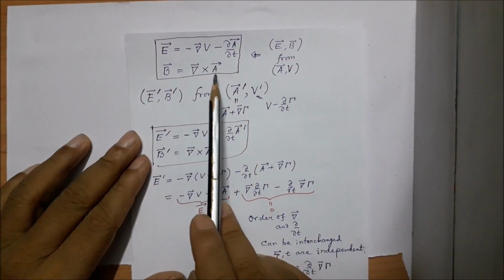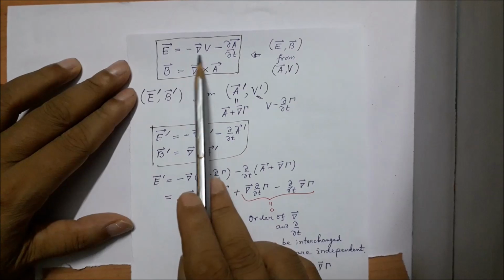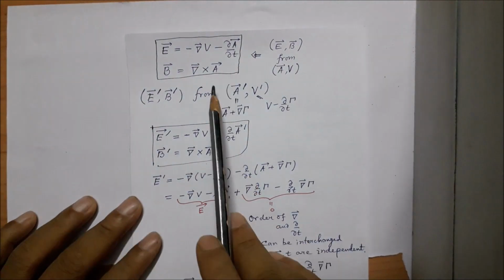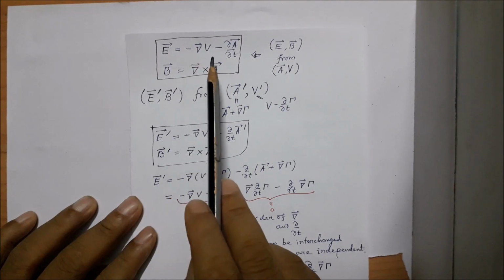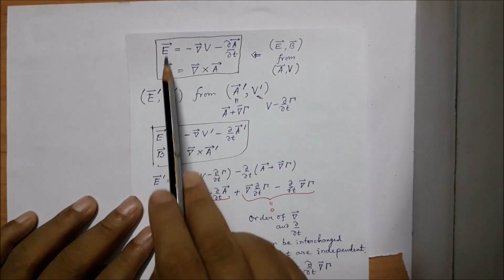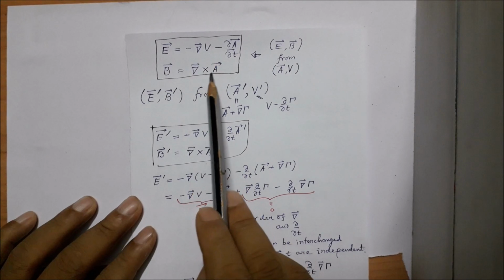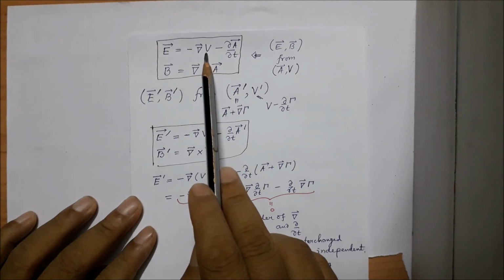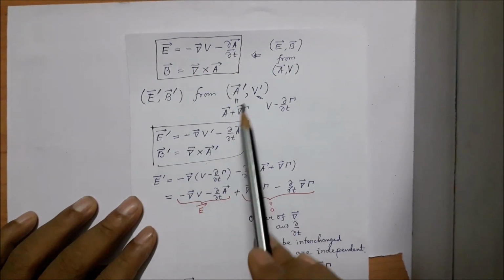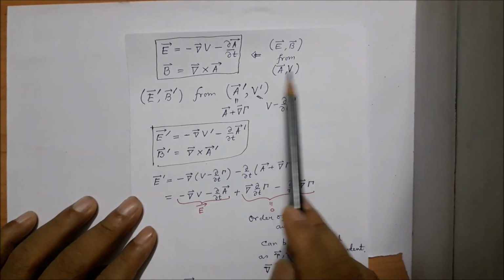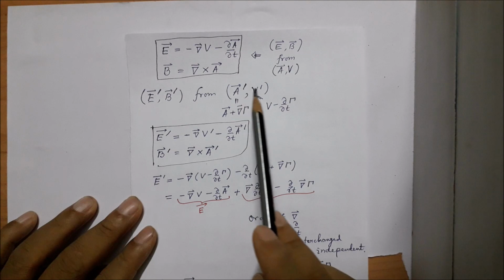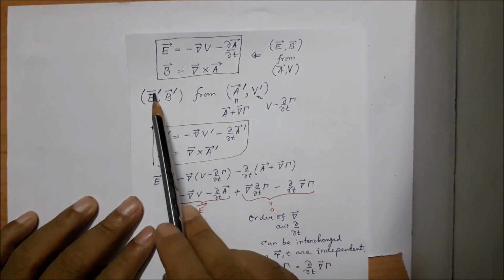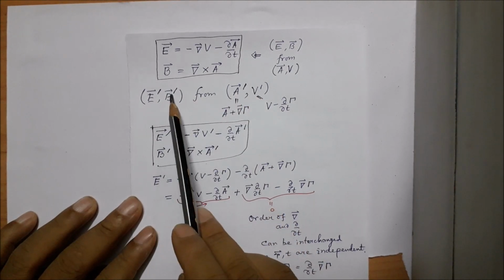This is B equal to curl A, and this is E equal to minus grad V minus del A del T. Now this relation represents the fact that E and B are derived from the potentials A and V. This means that if we shift the potentials, that is if we start with a different set, say A prime and V prime, we'll end up with a different field, say E prime and B prime.